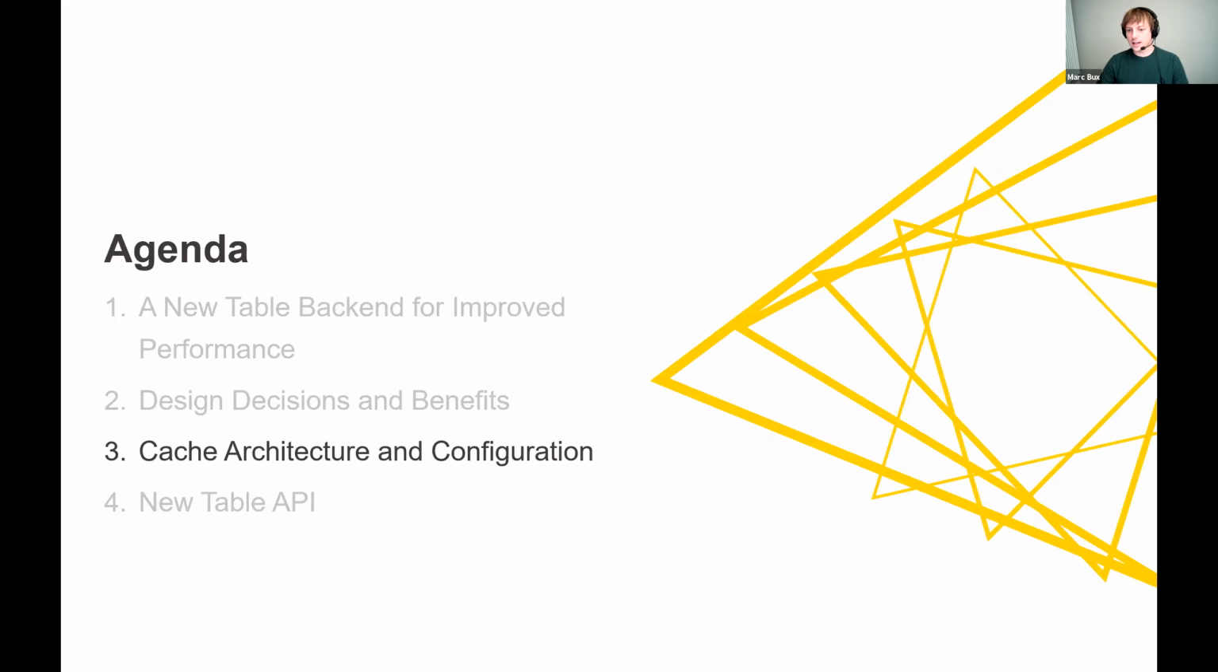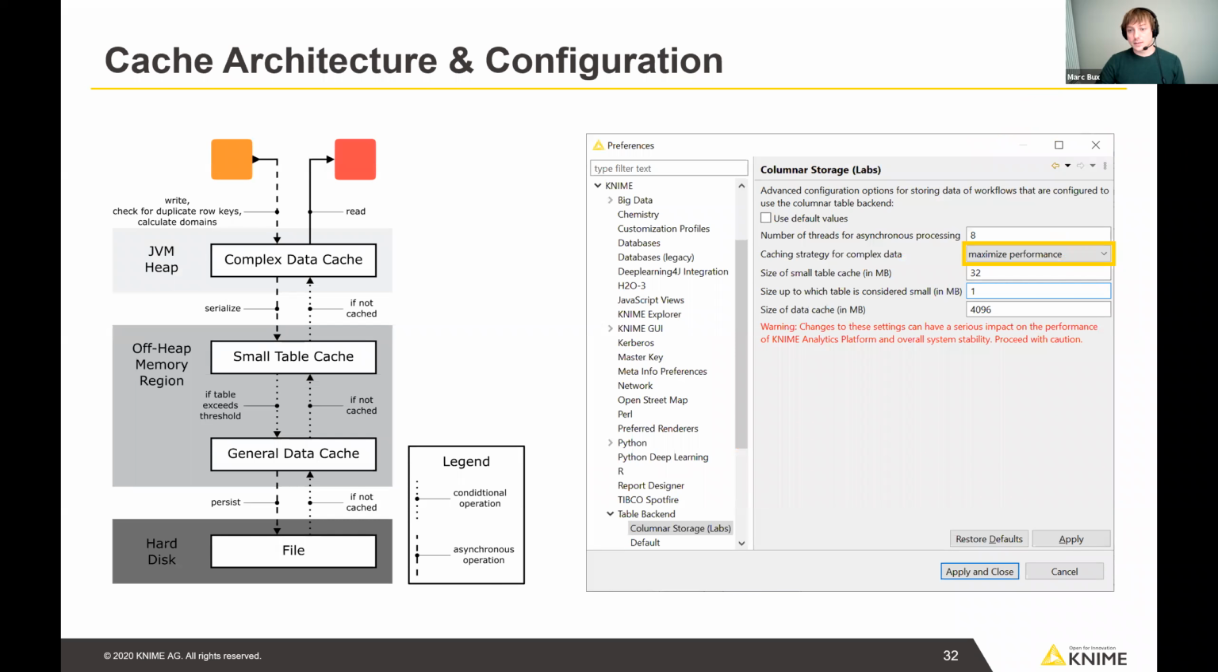Okay, so maybe I'll start answering this question, and Christian, if you have anything to add, just go ahead. So the row keys are just right now treated as regular strings. So yes, they are part of this caching architecture. They will be handled similarly, but under the hood, up until they go into the off-heap memory region, they are still regular string objects. So that means they will still be placed in this complex data cache. If you have this string deduplication setting in your Knime ini, they will still benefit from that.